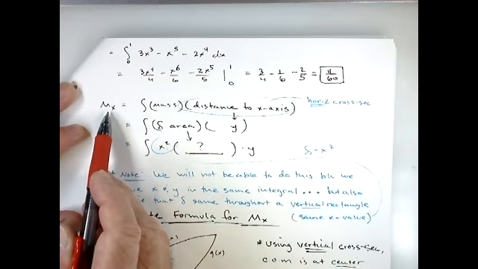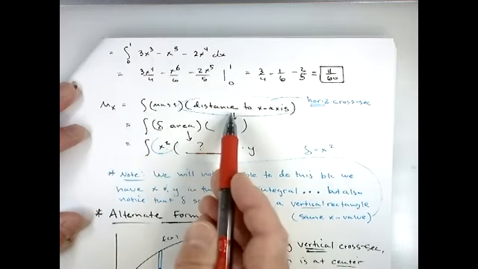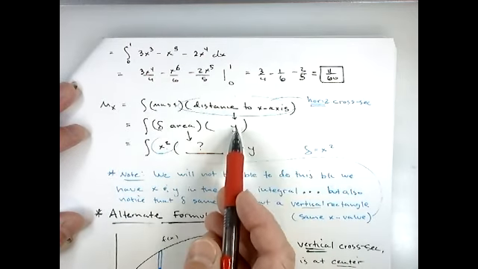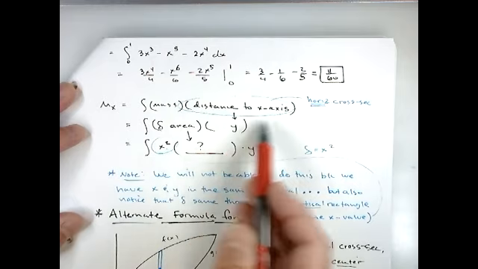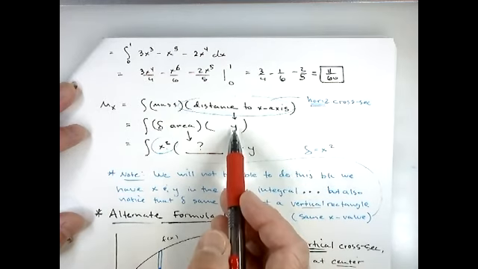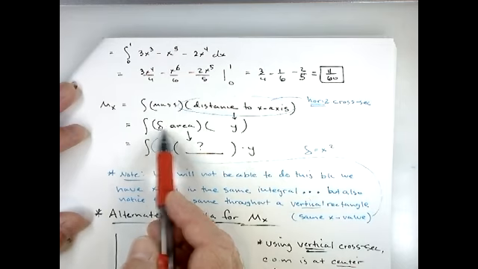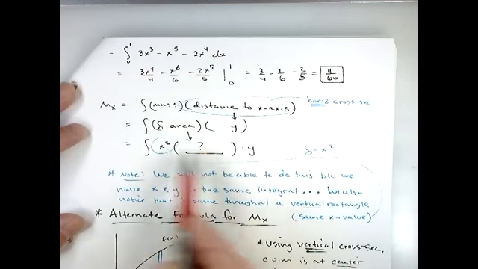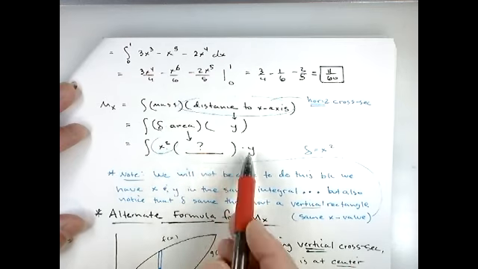Moment about the x-axis is defined as mass times distance to the x-axis. And the distance to the x-axis is y, right? All points that are the same distance to the x-axis is y. Now the trouble with that is mass is density times area, but my density was given as x squared. So the issue here is my integral is going to have two variables, and we can't handle that right now.